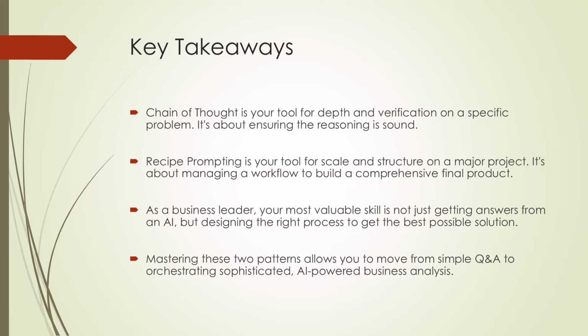Let's summarize our key takeaways. Chain of thought is your tool for depth and verification on a specific problem. It's all about ensuring the reasoning is sound. Recipe prompting is your tool for scale and structure on a major project. It's about managing a workflow to build a comprehensive final product. As a business leader, your most valuable skill is not just getting answers from an AI, but designing the right process to get the best possible solution. Mastering these two patterns allows you to move from simple Q&A to orchestrating sophisticated AI-powered business analysis.